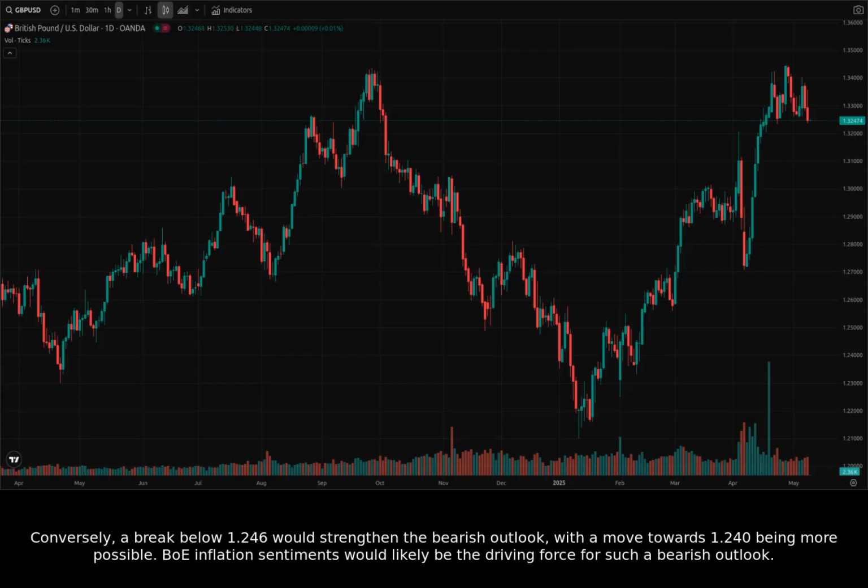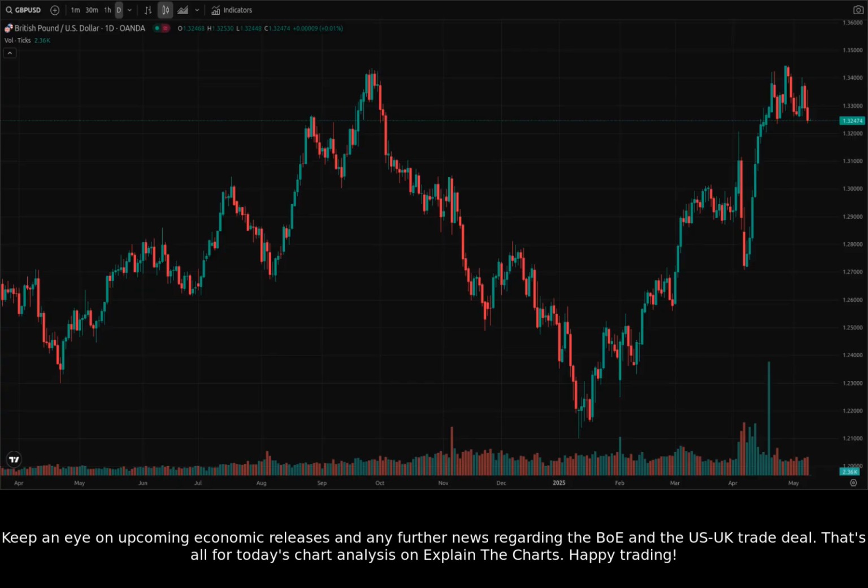Conversely, a break below 1.246 would strengthen the bearish outlook, with a move towards 1.240 being more possible. BoE inflation sentiments would likely be the driving force for such a bearish outlook. Keep an eye on upcoming economic releases and any further news regarding the BoE and the US-UK trade deal.